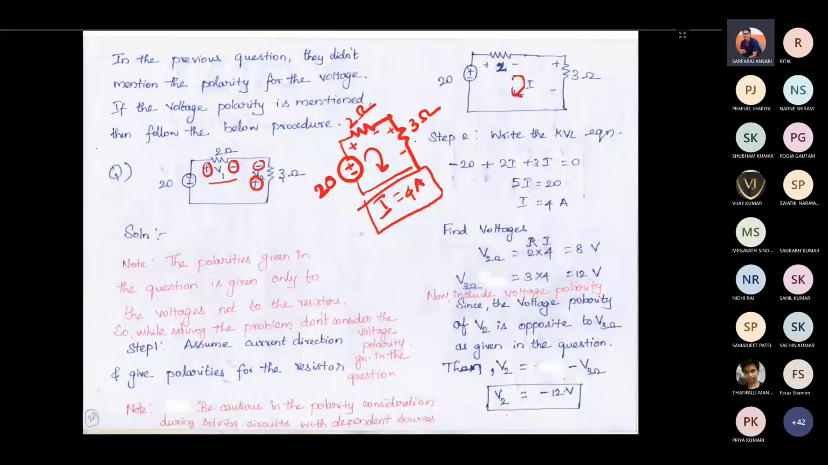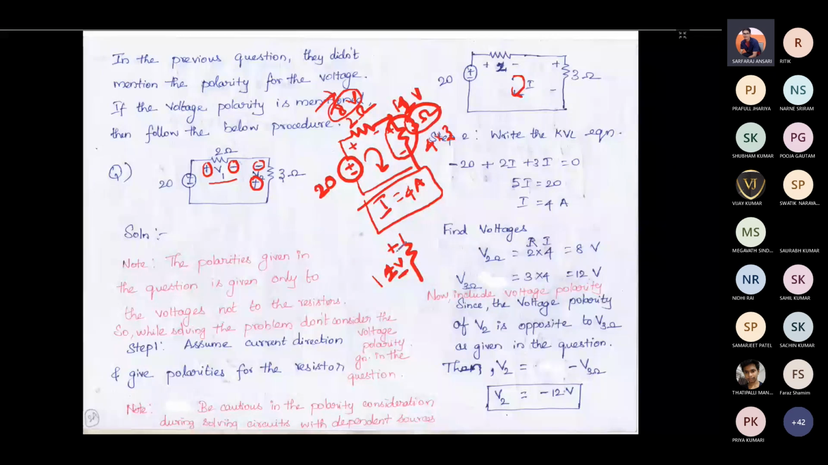Here the voltage is 8 volt because the current flowing through this path is 4 ampere and it is a 2 ohm resistor. For this 3 ohm resistor, the voltage measured across it is 12 volt. Okay, 3 into 4, that is 12 volt. Now what is the voltage we have found? The voltage we have found is in this direction, like this. Okay, so this is 8 volt and this is 12 volt. We have found the voltage in this fashion.